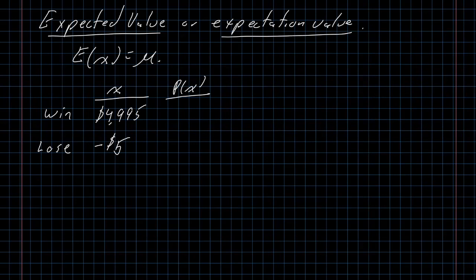And it turns out in this lottery game, you have a 0.0001 chance. As a percent, that's 0.01%. 1/100th of a percent is the probability that you are going to win. And the rest of the time, 0.9999, you are going to lose.